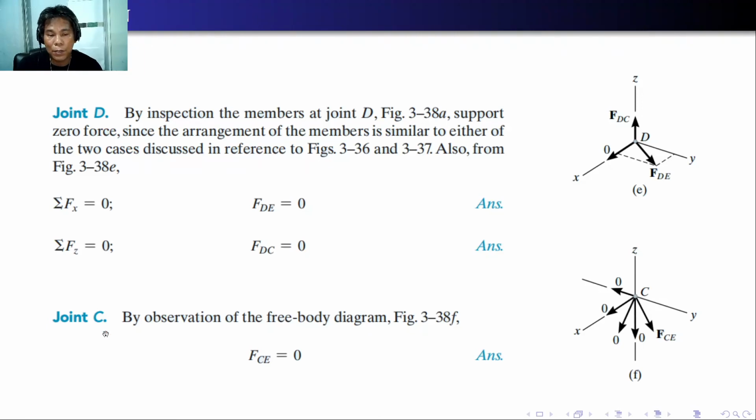And lastly, we have joint C. By observation of the free body diagram, it is also equal to 0. That is, FC is equal to 0.